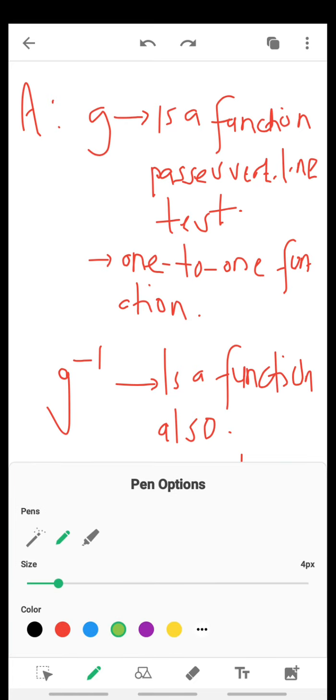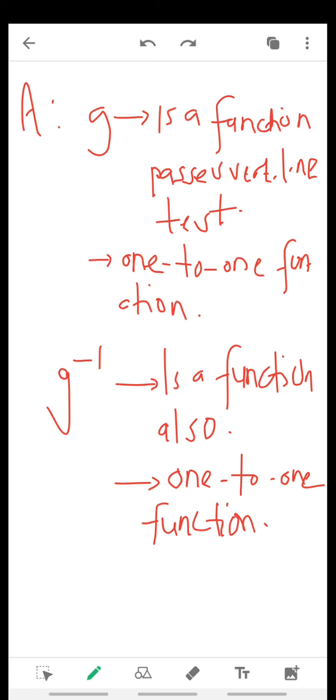Okay. Now, let's give a reason. They said provide a reason. I said g is a function. It passes the vertical line test. We can use that as a reason. And therefore, using the horizontal line test, we've seen that it's a one-to-one function. Okay. So for every one x value, there is exactly one corresponding y value, which then makes the inverse of g to be a function. And since this function g is a one-to-one function, its inverse will also be a one-to-one function. So if a function is a many-to-one function, its inverse will be a one-to-many, which is not a function but a relation, and we'll have to restrict the domain.